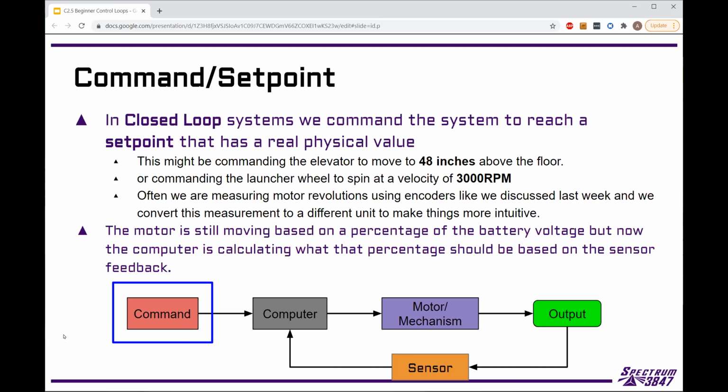What we're going to talk about from here forward, from basically all of our feedback, is measuring motor revolutions with an encoder, or measuring the revolution of something with an encoder. The simplest one, and the one we use the most, like we talked about last week, is the encoders built into our brushless motor controllers.